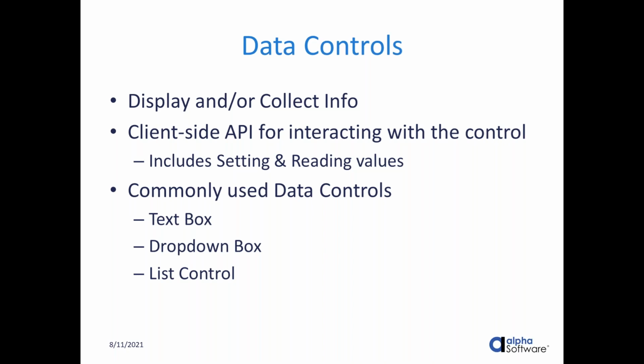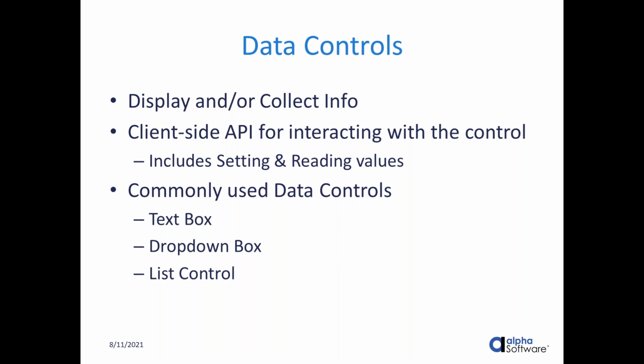So let's talk about those different categories of controls for a bit. In Alpha Anywhere, when we say data control, we mean a control that's used to display or collect info. It can do both, and it also has a client-side API for interacting with that control. So we have a JavaScript library. The UX component has a bunch of methods in it that you can use to read a value from a control or write a value to a control. And data controls are those controls that interact with those functions.